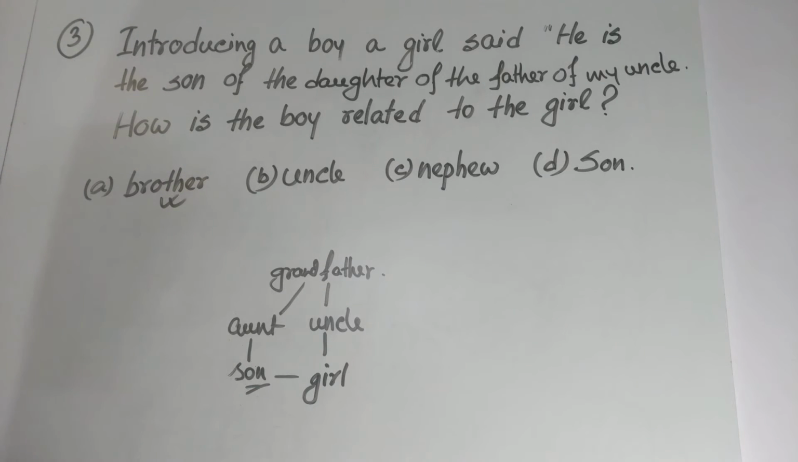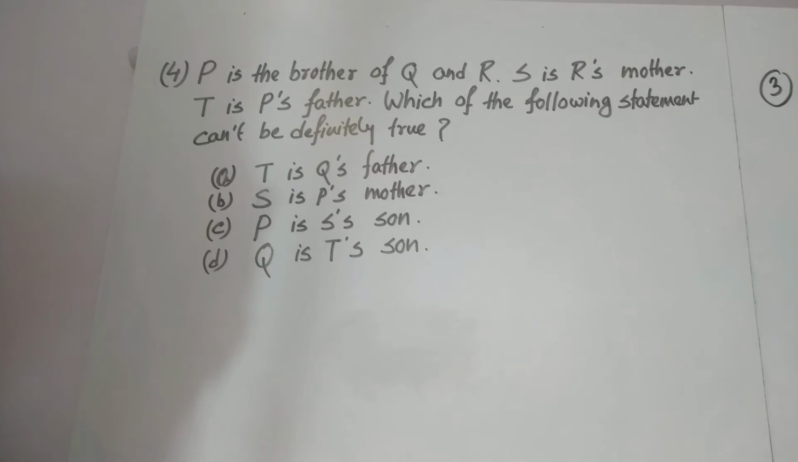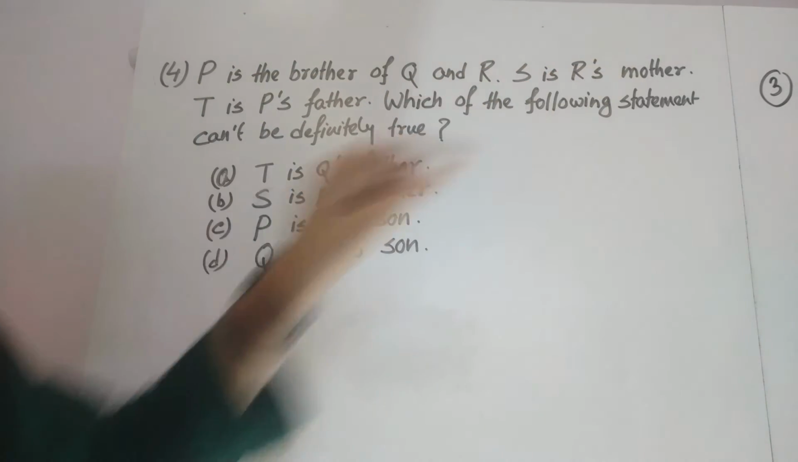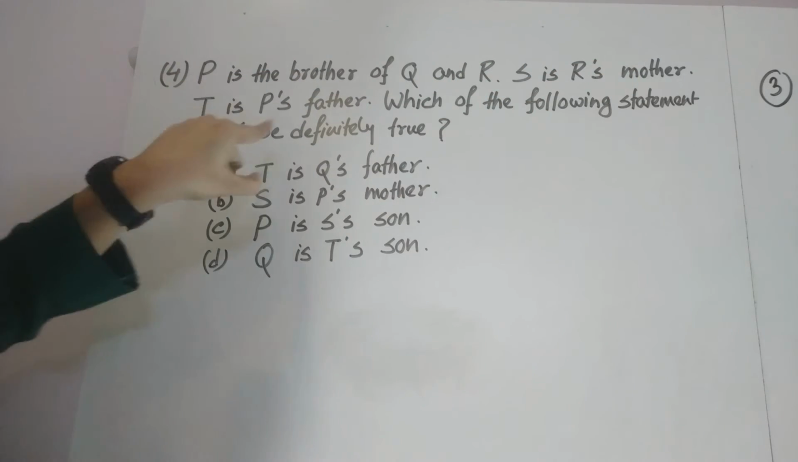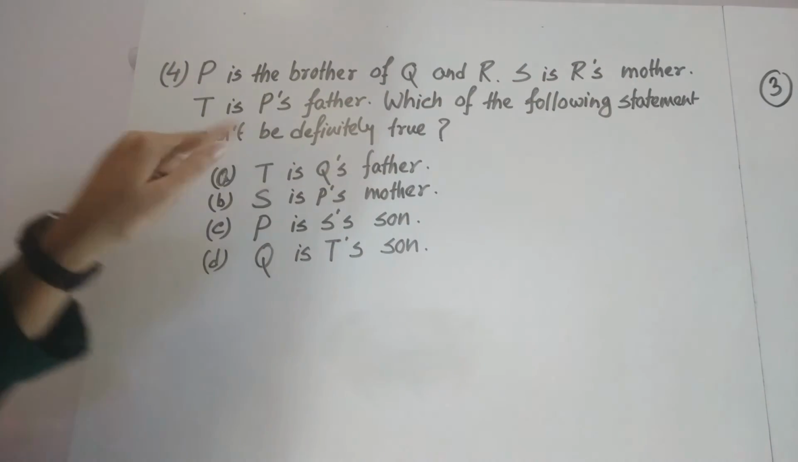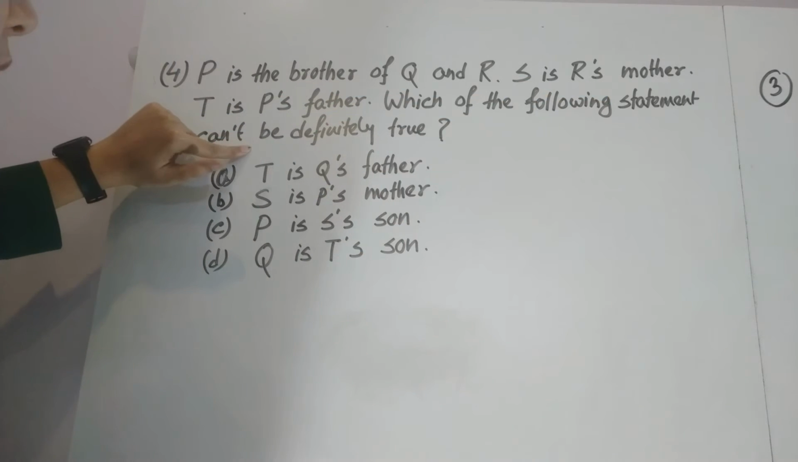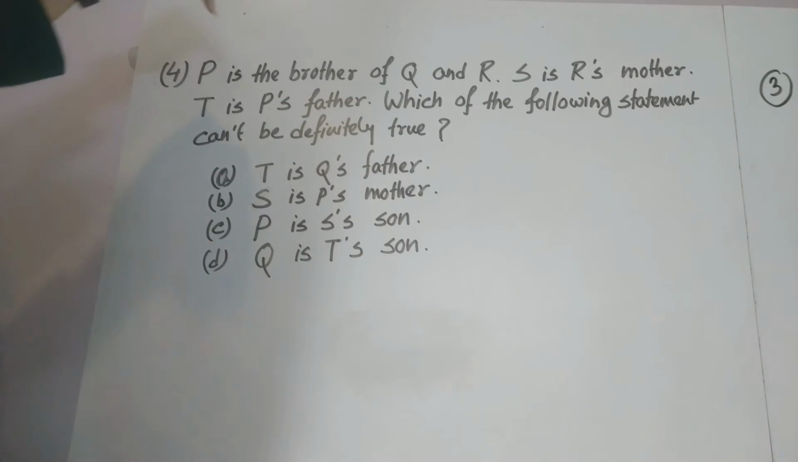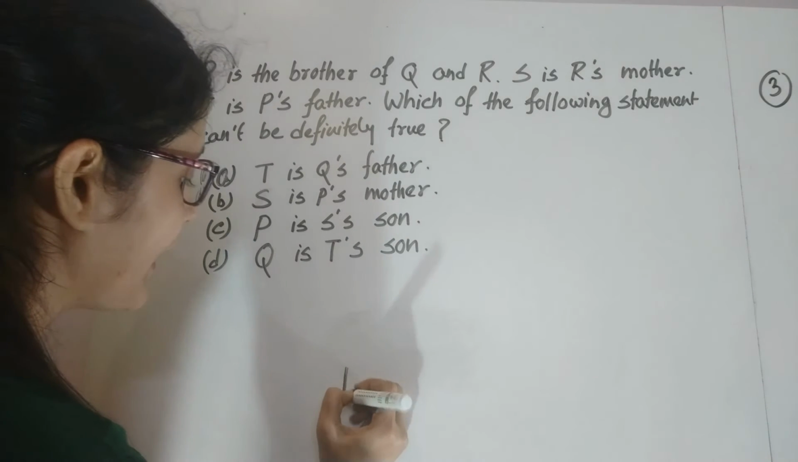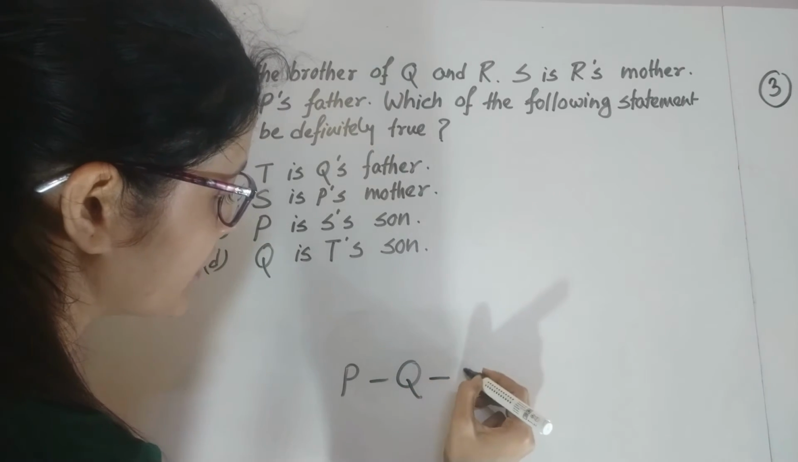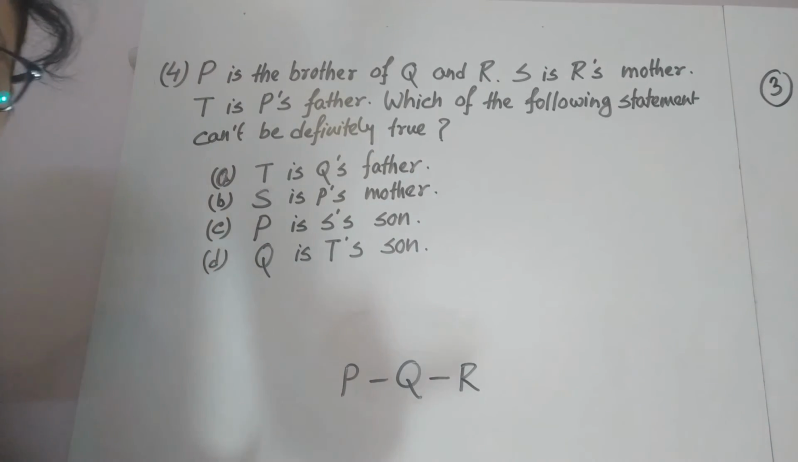Okay. Next, number 4. P is the brother of Q and R. S is R's mother. T is P's father. Which of the following statements can't be definitely true? Keep this in mind. This is can't be. So P is the brother of Q and R. So P, Q and R, they all belong to the same generation.